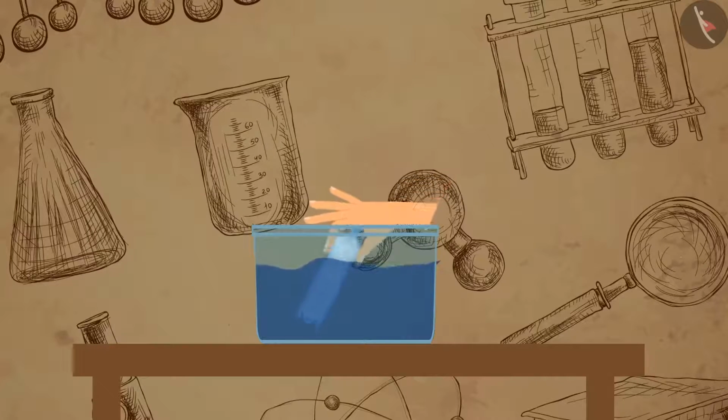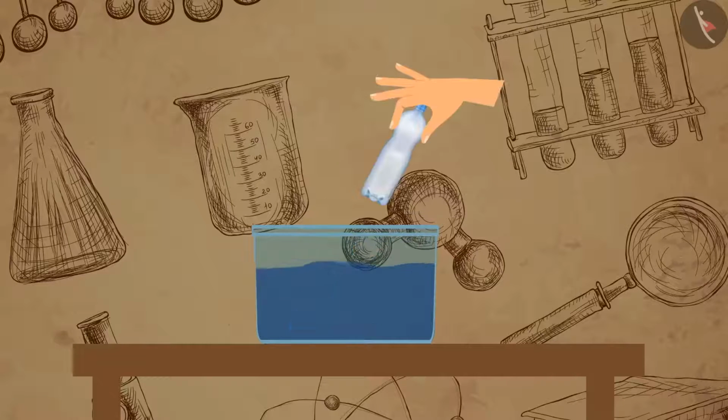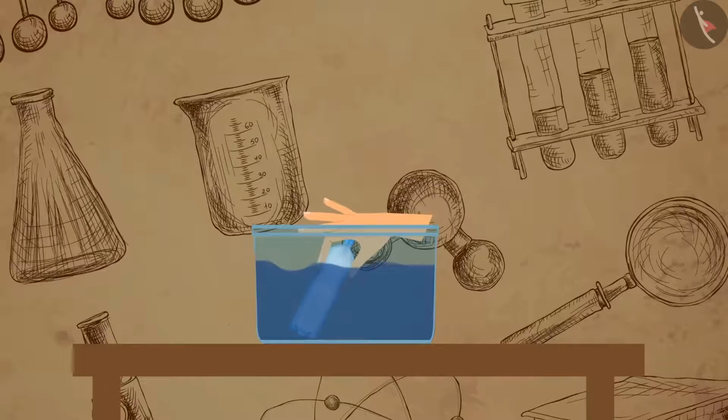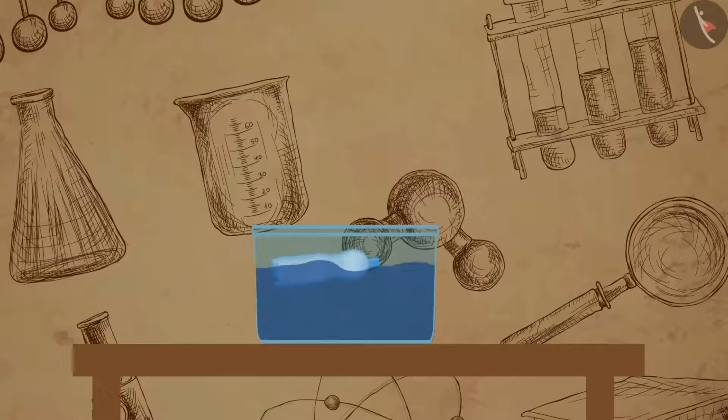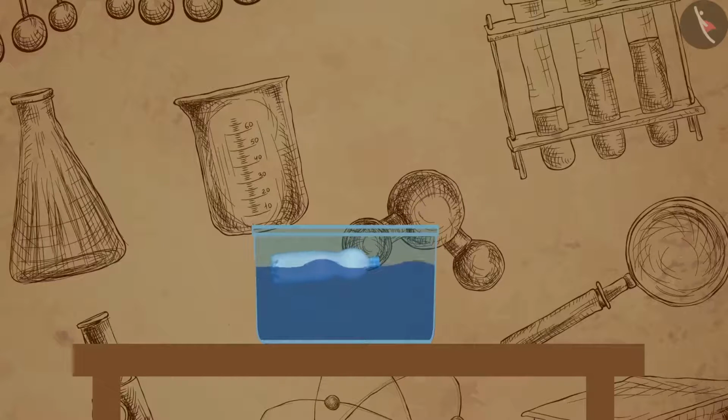Try to push the bottle deep into the water, and you will experience the presence of an upward force. Push the bottle further till the bottom of the bucket and release it. You will notice that the bottle bounces back and floats on the water. Is gravitational force not acting on the bottle? Why does it keep bouncing back to the surface?